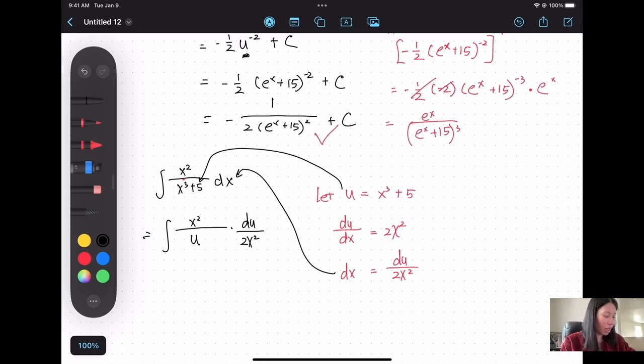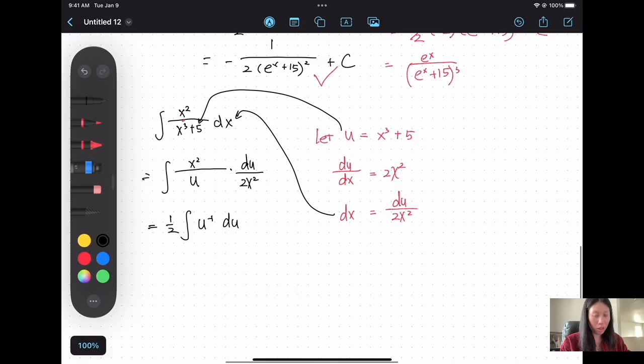Alright, so now these two cancel. I can pull the 2 out, so I have 1/2 u to the negative 3 du. Now we can differentiate. So I have 1/2 times negative 1/2 u to the negative 2 du.